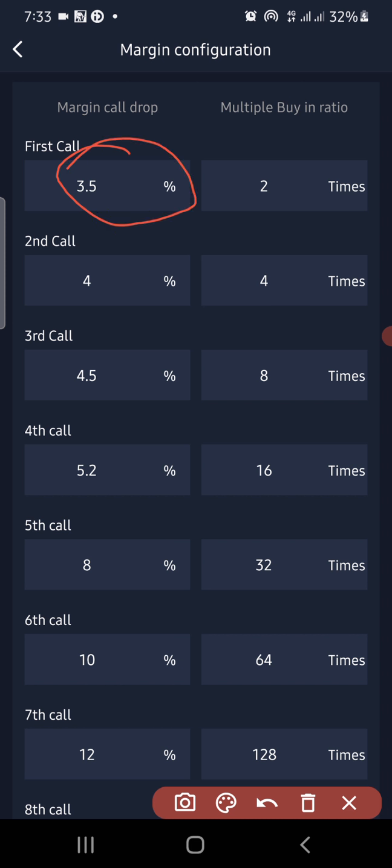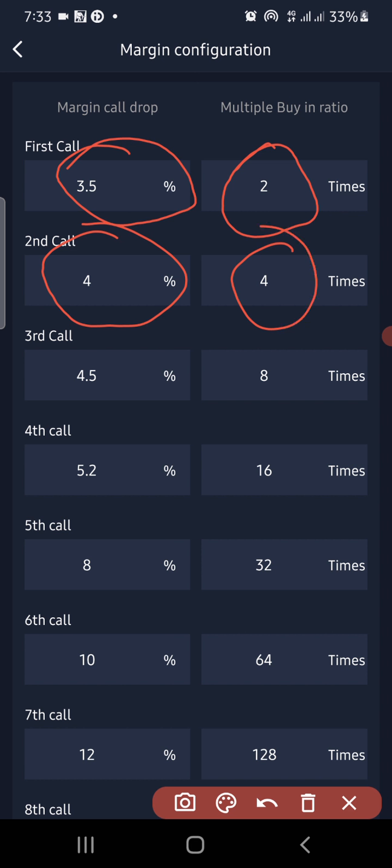For instance, for the first call, you are saying if the price of the coin decreases by 3.5%, buy times 2 of my first buying amount. So it will be 2 multiplied by 15 USDT, that is 30 USDT that you are buying at the first call. Second call, you are telling the bot, when the price decreases by 4%, multiply 4 by my first buying amount. So that is 4 times 15 USDT, it buys 60 USDT for you. For the third call, if it decreases by 4.5%, buy times 8 for you, and so on and so forth.